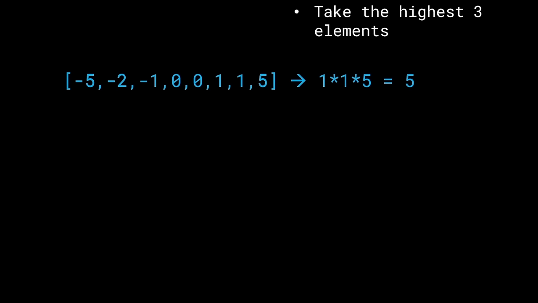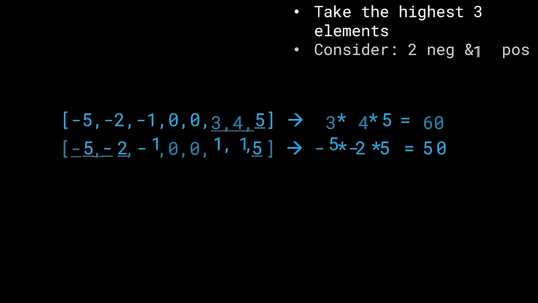Now that we have this array, what is actually the answer? Well, the answer is -5 times -2 times 5, giving us 50. And this is the second observation that we need to make. Recall how when you multiply two negative numbers, it becomes a positive number again, which means that we have two possible cases that we have to consider.